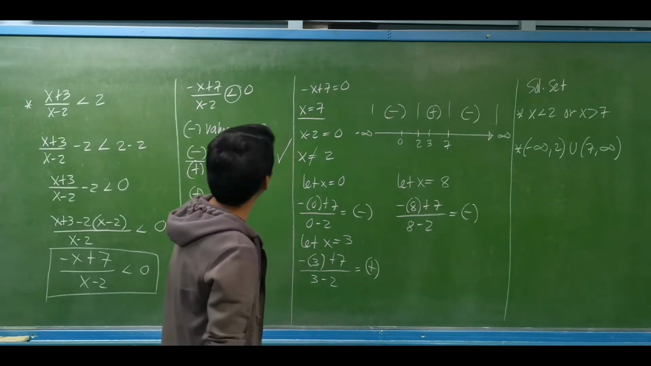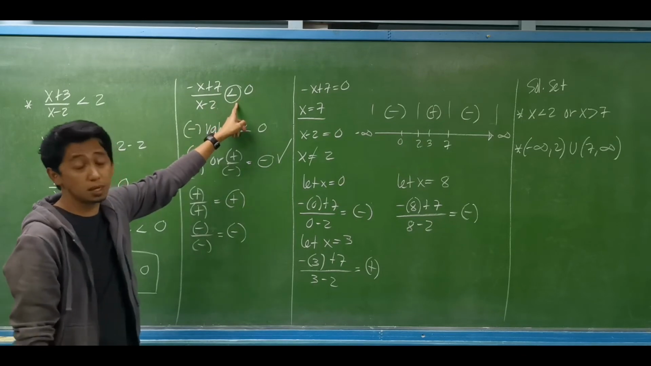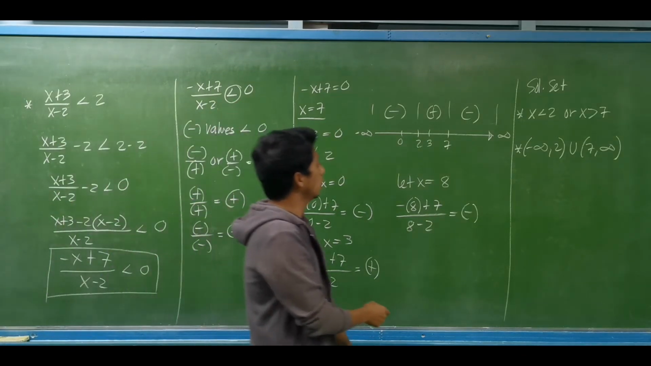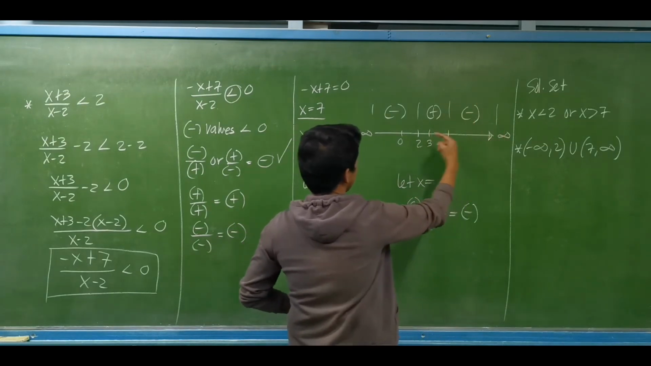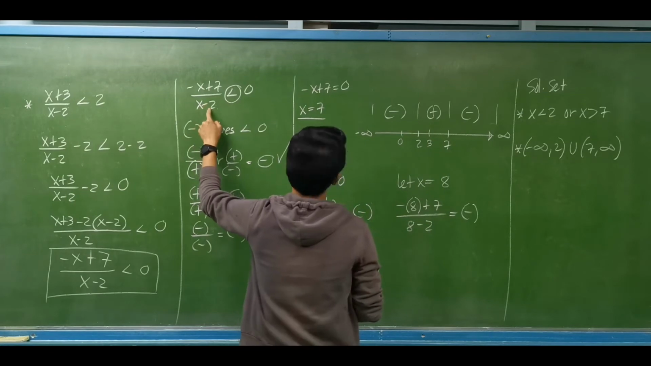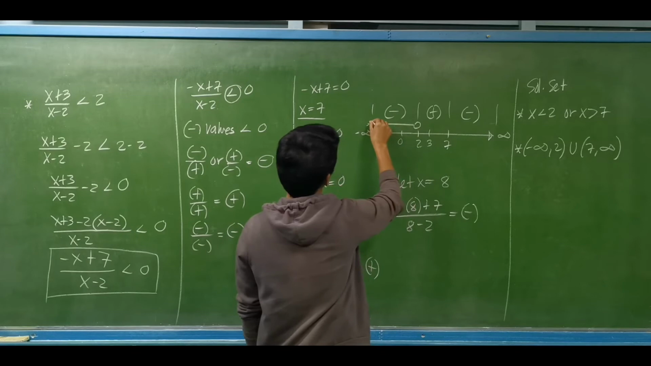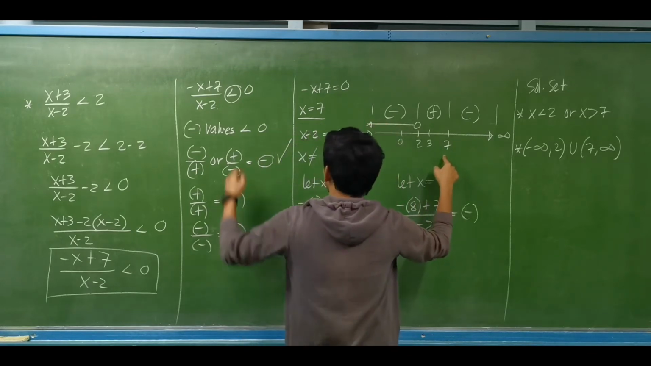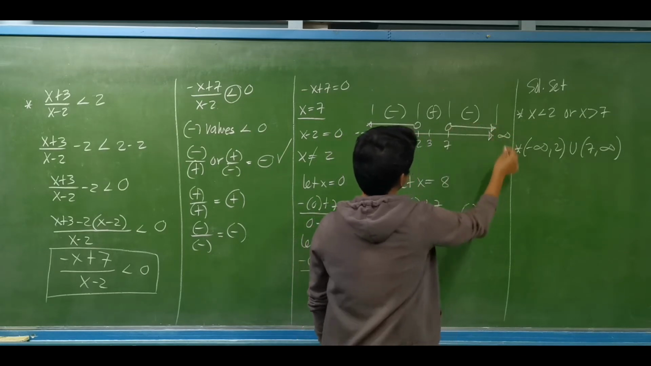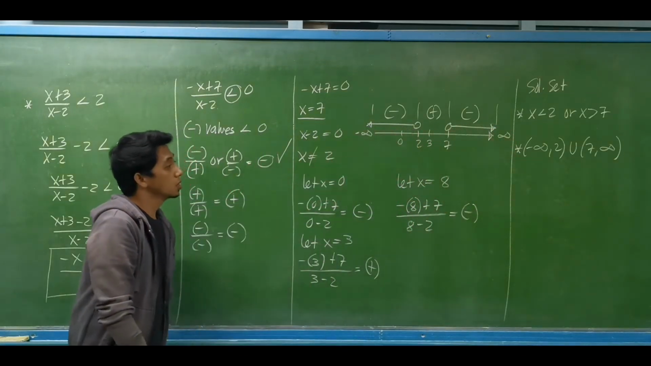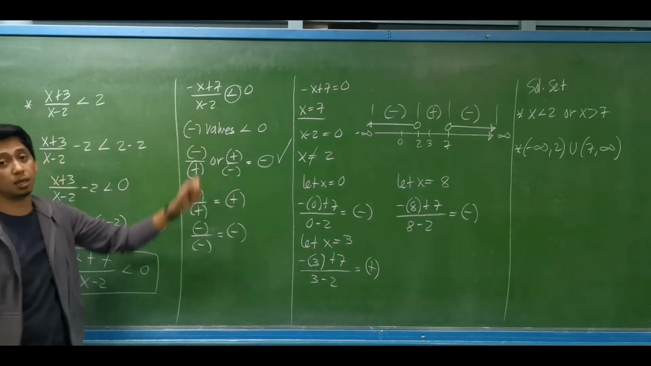We cannot include positive 2, and since the symbol is just less than, 7 is not included either. And lastly, on our number line, positive 2 is not included, so this is an open circle, going towards negative infinity, and positive 7 is also not included, going towards positive infinity. We are using open circles. So these are the solution set for this rational inequality.